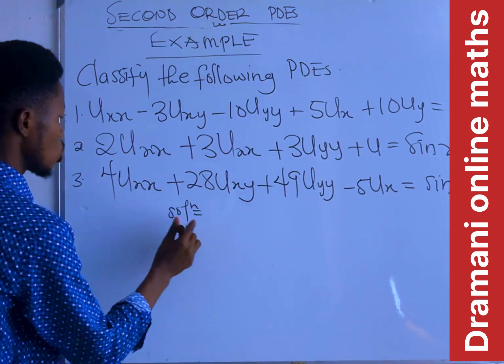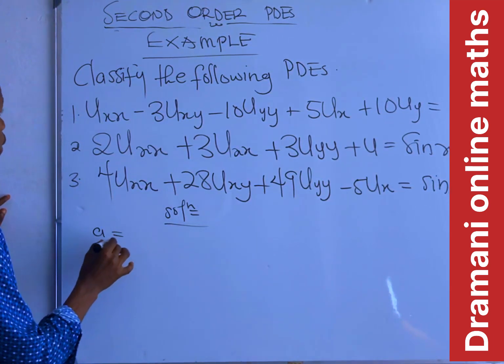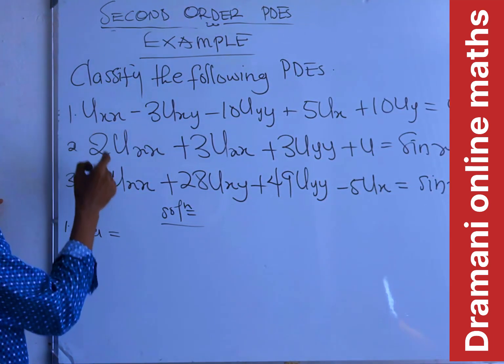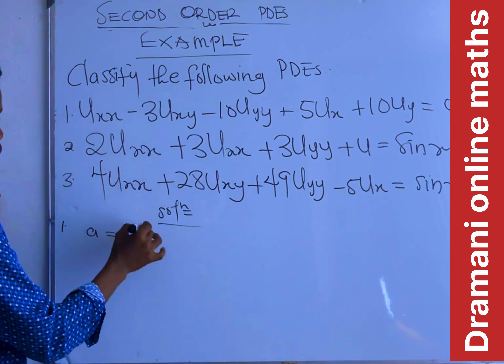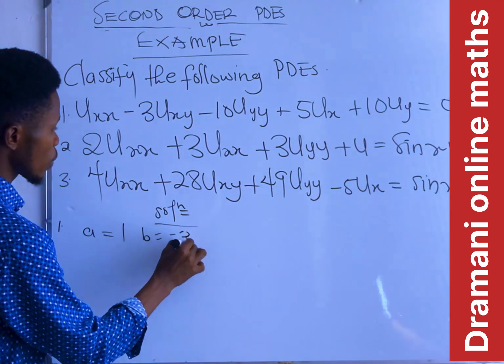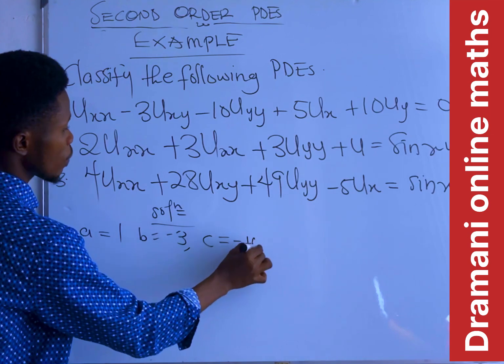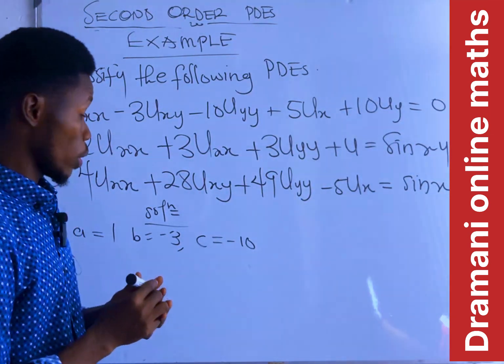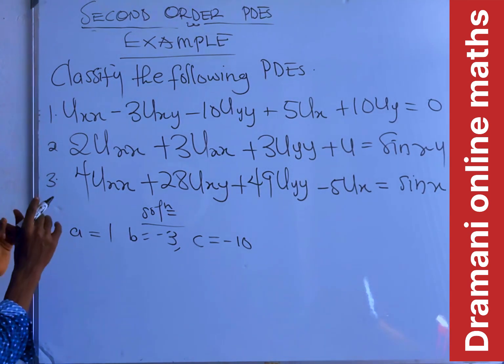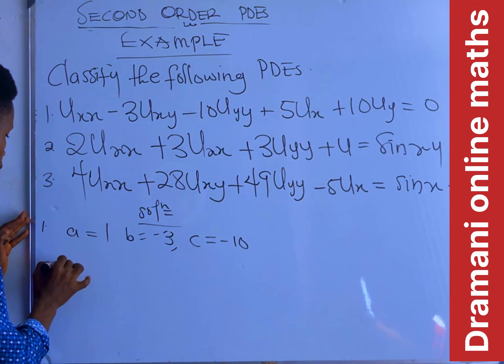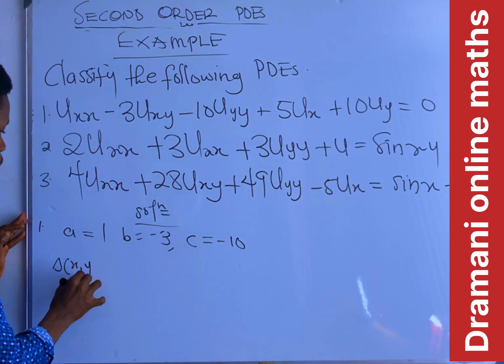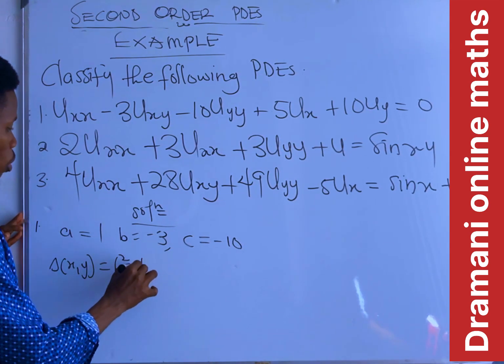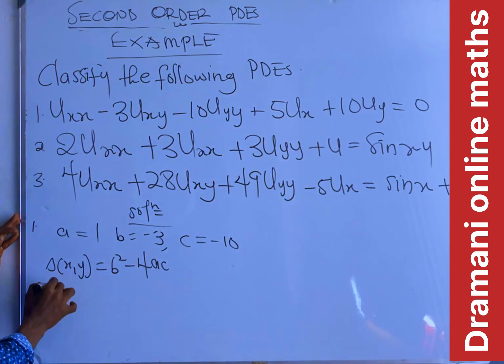Is that okay? So our A here is 1. Our B is -3 and our C is -10. These are first order terms. We don't need them, okay? We don't need them. So what you're going to do here is that we want to classify them. So first thing, you find the discriminant, which is B squared minus 4AC.